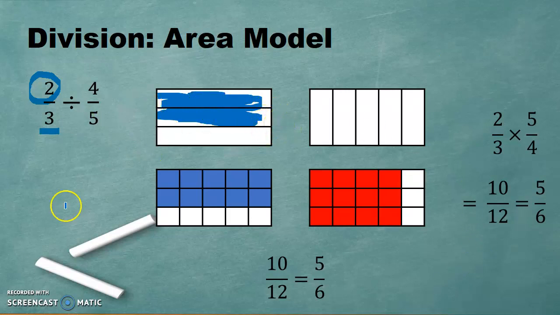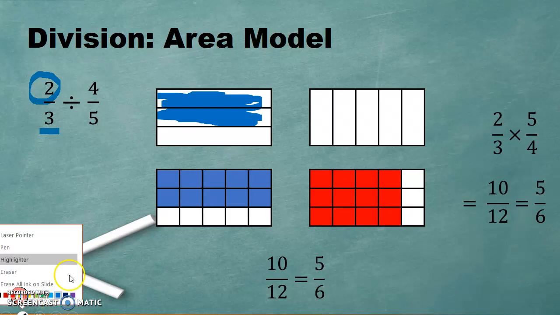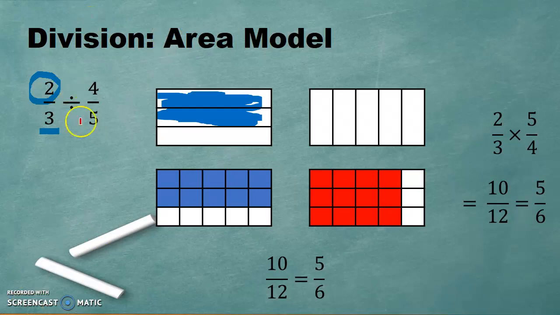Now, for our divisor, the same as our dividend, the denominator tells us how many columns to have. Now remember, with our divisor it is columns, dividend it is rows. So it says 5 columns, our divisor, so 1, 2, 3, 4, 5. And the numerator of our divisor tells us how many of these columns to shade in. So it says 4. So we're going to shade in 1, 2, 3, 4.